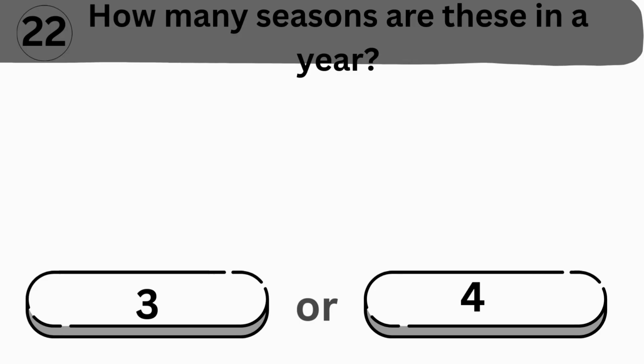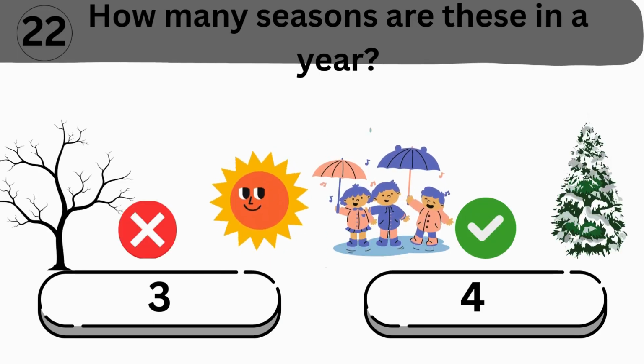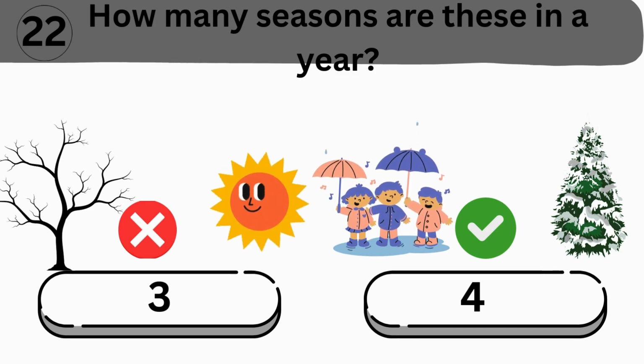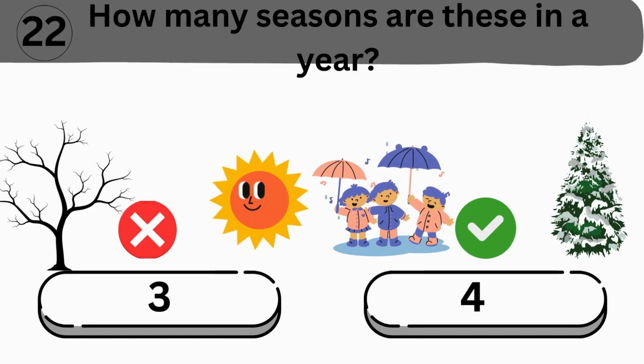How many seasons are there in a year? The answer is 4.